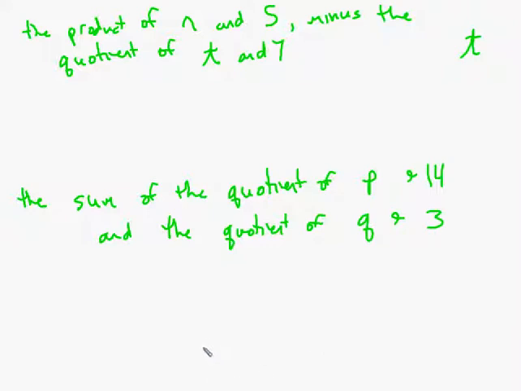The sum of the quotient of P and 14 and the quotient of Q and 3. So see if you can get those two. So these are the hardest of the hard. Like these are the last questions in the book. So if you get these, then you are golden. Is that a Q? And that's it. Is that an and sign? Which one? The little squiggly. Yes. And.